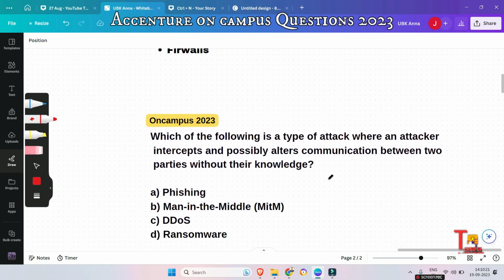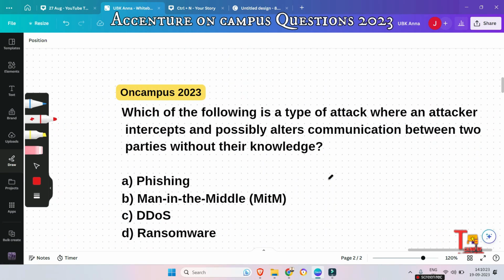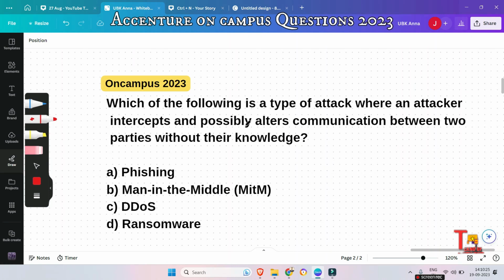The question was asked in Accenture on-campus 2023. So the question is, which of the following is a type of attack where an attacker intercepts and possibly alters communication between two parties without their knowledge? Phishing, man in the middle, DDoS, or ransomware, which type of attack? Okay, I hope you have read the diagram. So the answer will be man in the middle, MITM attack, right?